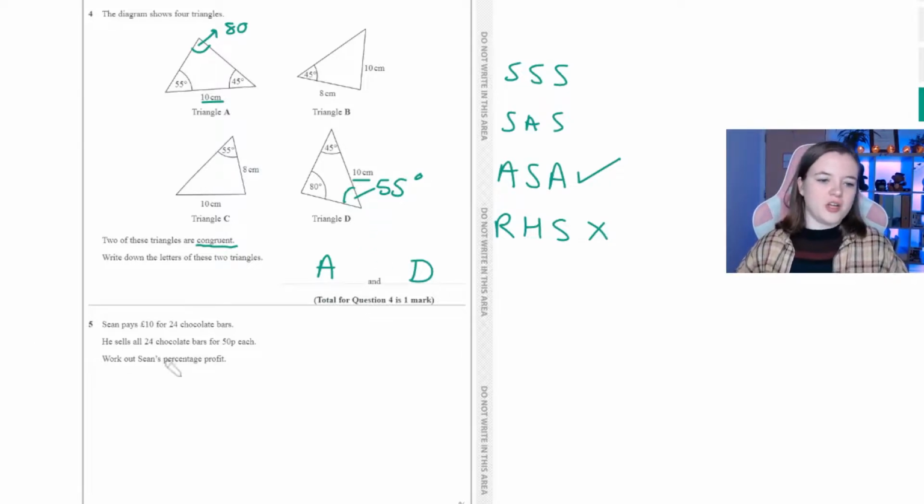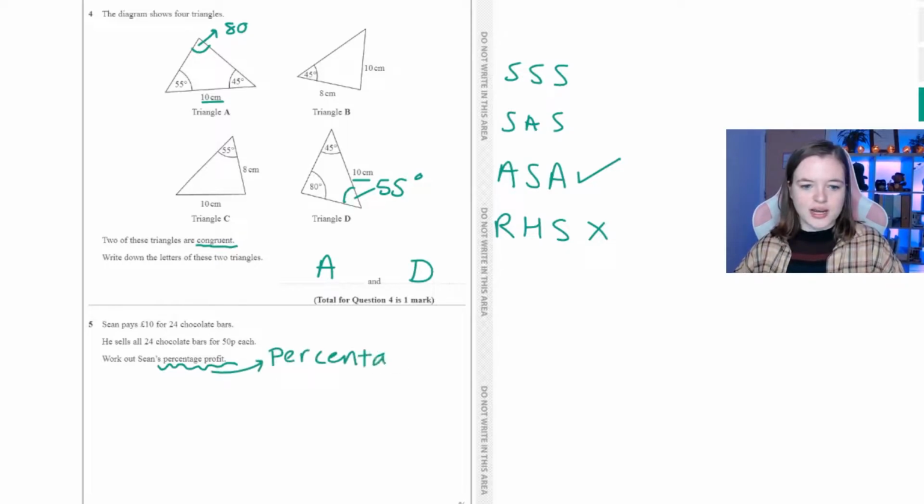Question 5. Sean pays £10 for 24 chocolate bars. He sells all 24 chocolate bars for 50 pence each. Work out Sean's percentage profits. Okay, so percentage profits, I know it's totally not like this in real life, not a business student, but in GCSE maths, percentage profit is essentially just the same as percentage increase. That's all that means, percentage increase.